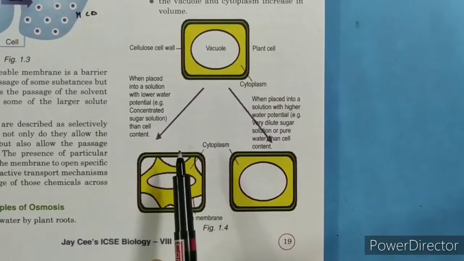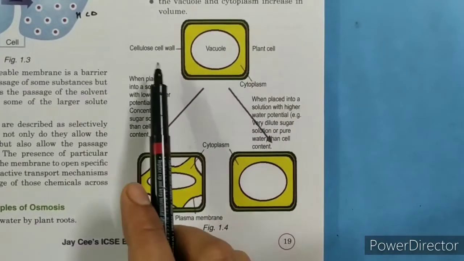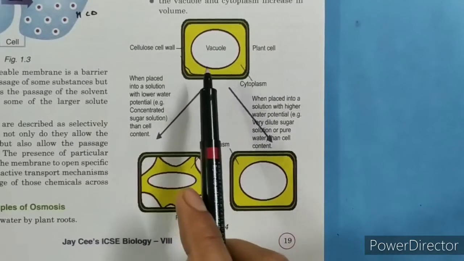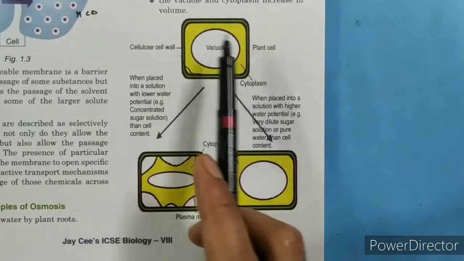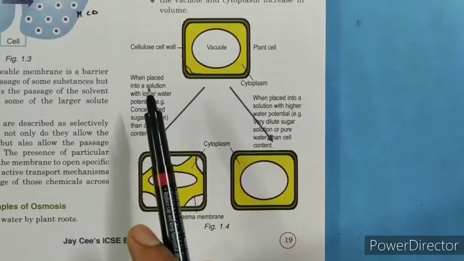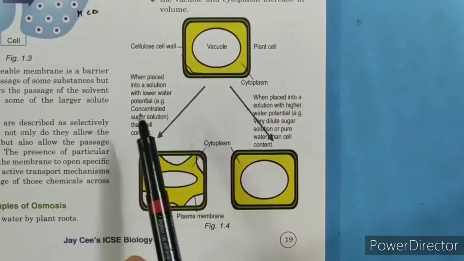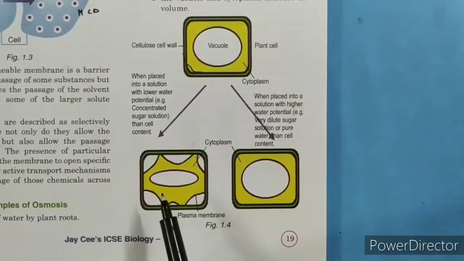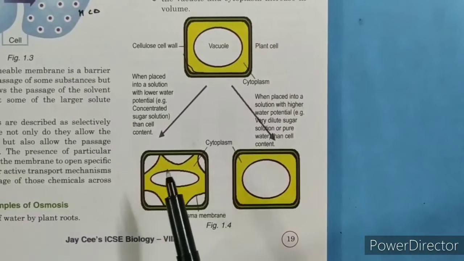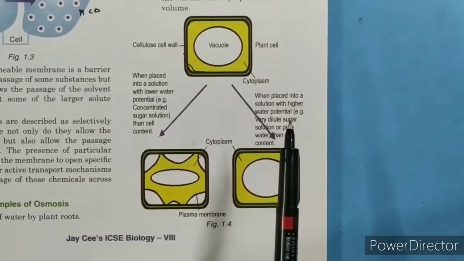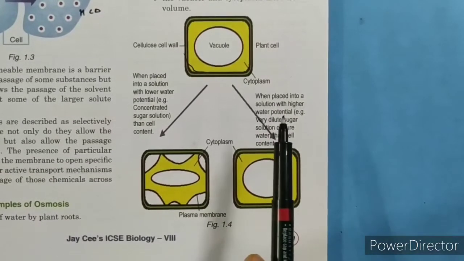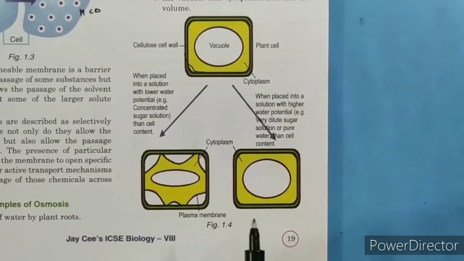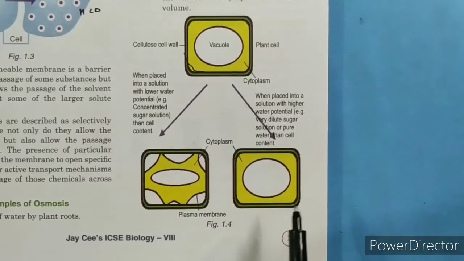So now look at this figure 1.4. Here, see, there's a wall, and this shows a cell. A vacuole is inside, and this is a plant cell, and the yellow part that you see is the cytoplasm. So when it is placed into a solution with lower water potential, for example a concentrated sugar solution, then the cell content will become like this, because the excess water will go out. But when it is kept in a solution with higher water potential, which means a dilute sugar solution or pure water, then the cell content will become like this.